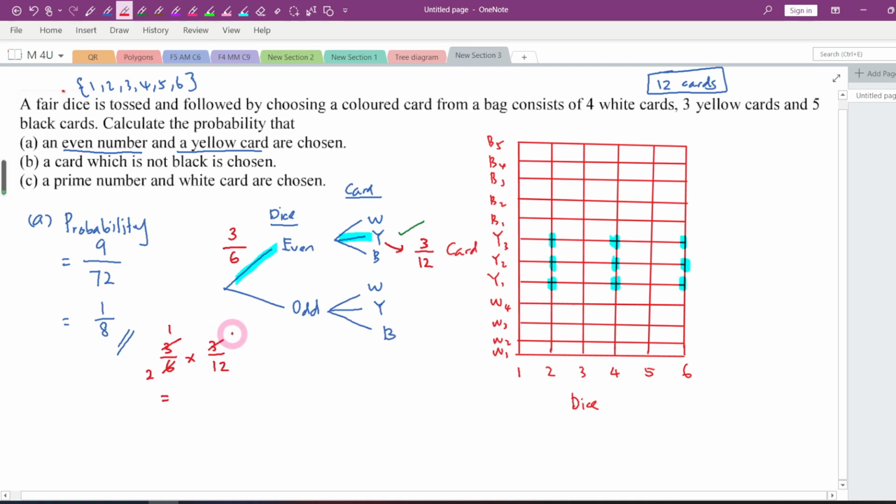Here also can simplify it. Divided by 3, divided by 3. So 1 times 1, you get 1. 2 times 4, you get 8. I think this method will be faster.